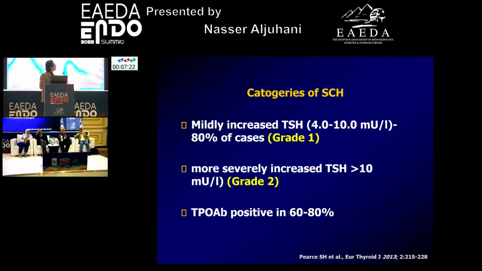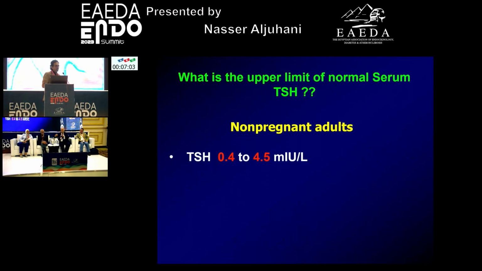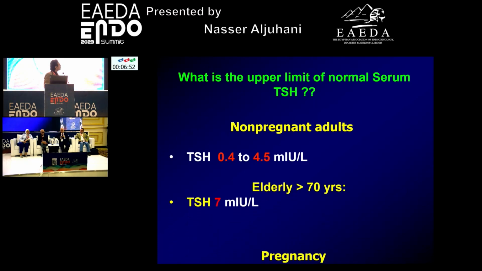So there are two grades. One mild, with TSH from 4 to 10, and a more severe one, more than 10. Thyroid peroxidase antibodies are positive in 60 to 80% of the cases of subclinical hypothyroidism. The TSH assay depends on the lab, but usually the upper limit of normal is from 4 to 4.5. In the elderly, around 6 to 7.